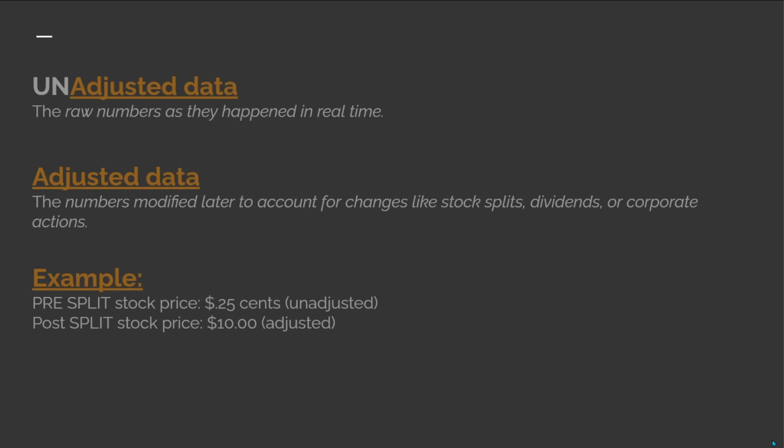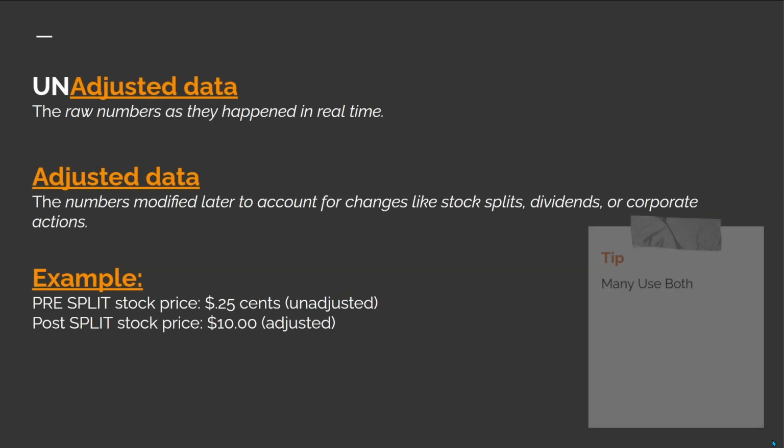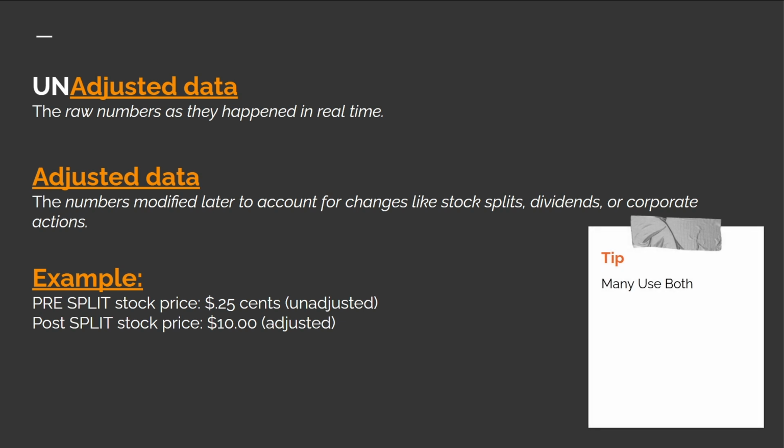Many traders use both adjusted and unadjusted data. There's not really a right way to go about it. It just depends on what suits you, but it's important to understand the difference between the two. So, unadjusted data is the raw numbers as they happened in real time, and adjusted data is the numbers modified later to account for changes like stock splits, dividends, or corporate actions.